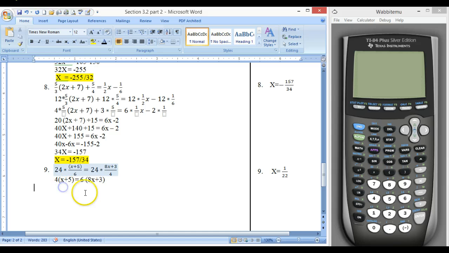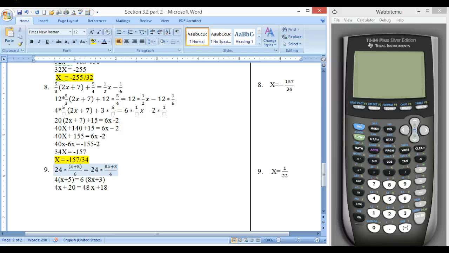And then we just use the distributive property. Okay, so distributing that in, we get 4x. 4 times 5 is 20 equals 6 times 8 is 48x plus 6 times 3 is 18.